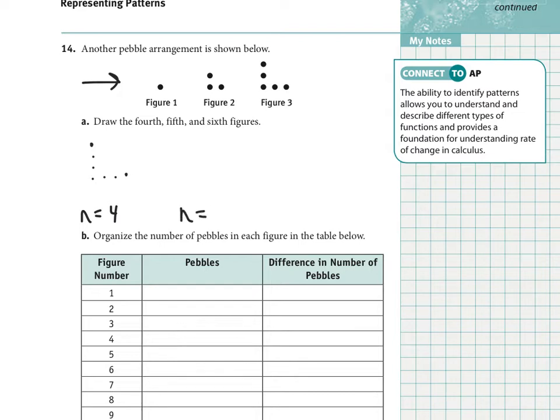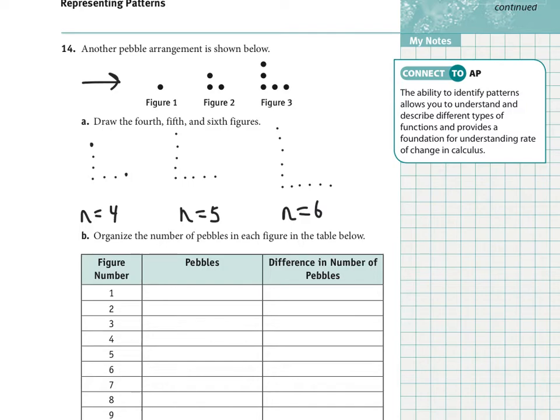Okay, n equals 5, we would have the previous pattern of 1, 2, 3, 4, 1, 2, 3, 4, and we would add 1 more there and 1 more there. Figure 6, we would have the previous pattern of 1, 2, 3, 4, 5, 1, 2, 3, 4, 5, and we would add the 6th one there and there. So let's see if we can get this into a table form and then take a look at the difference in number of pebbles each time.